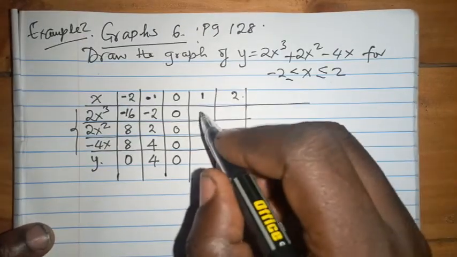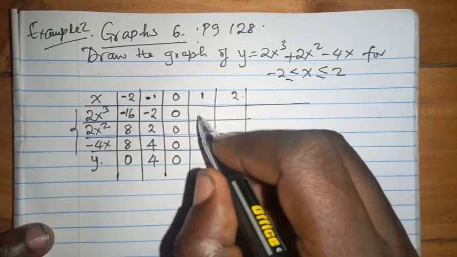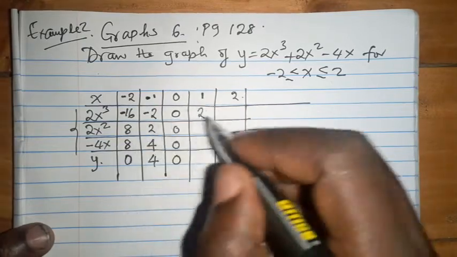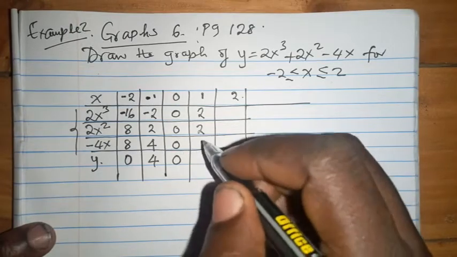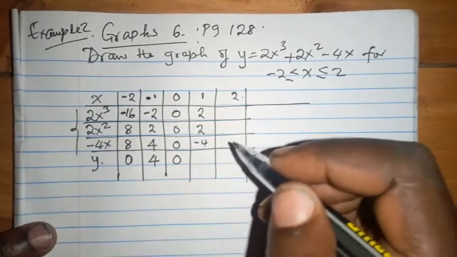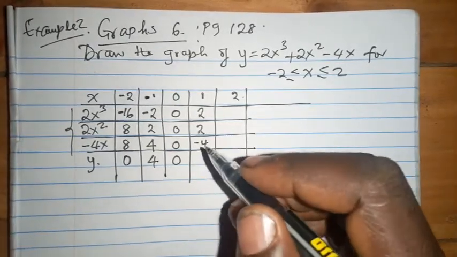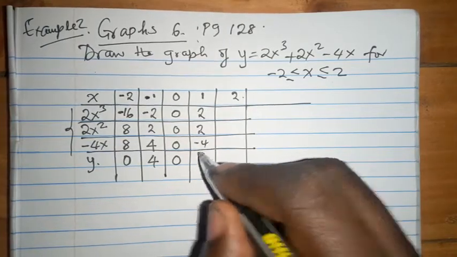When x is 1, we have 1 cubed, 1 times 2, which is 2. 1 squared is 1 times 2, which is 2. Minus 4 times 1, which is minus 4. And of course, this one is going to be equal to 0.